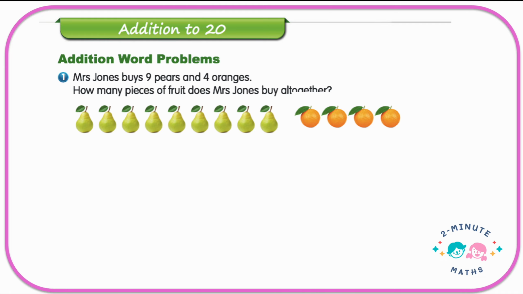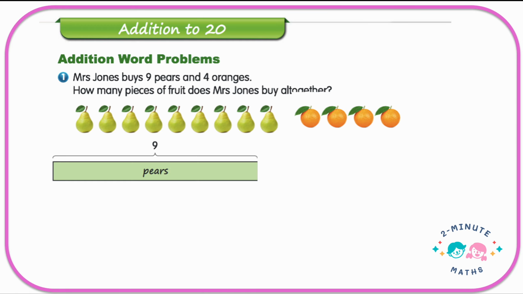The next is we will draw the bar model to represent this. Again, we read the problem and break it down into chunks. Mrs. Jones buys 9 pears. So the rectangle here, the green one, will represent the pears. I put a 9 there to represent the number of pears that Mrs. Jones bought. And then she also bought 4 oranges. So we will draw another rectangle on the right side, label them as oranges, and then put the 4 here. Okay, so we drew the first sentence already.